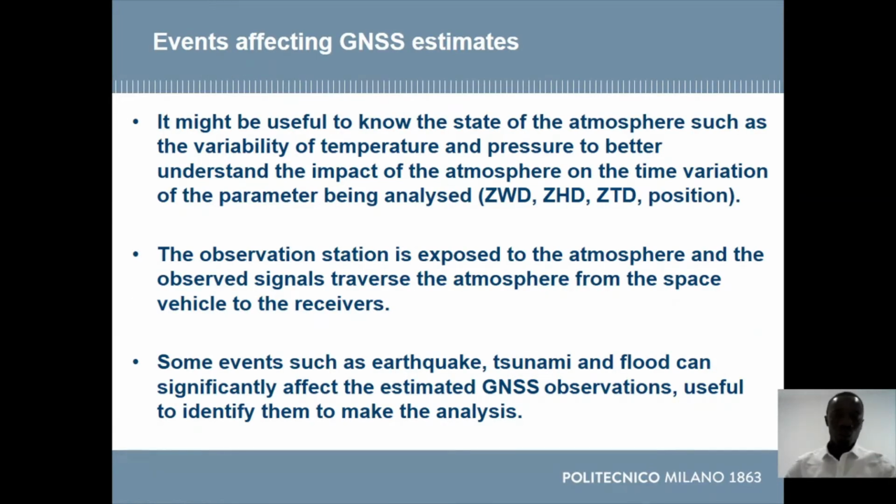Now, whilst making the analysis of those parameters from the plot, it might be useful to also know the state of the atmosphere, such as the variability of temperature and pressure, in order to better understand the impact of the atmosphere on the satellite signal, as well as the parameter being analyzed. And this is because the observation station, that's the GNSS receiver station, is exposed to the atmosphere, and the observed signal travels the atmosphere from the space vehicle, that's the satellite, to the receivers.